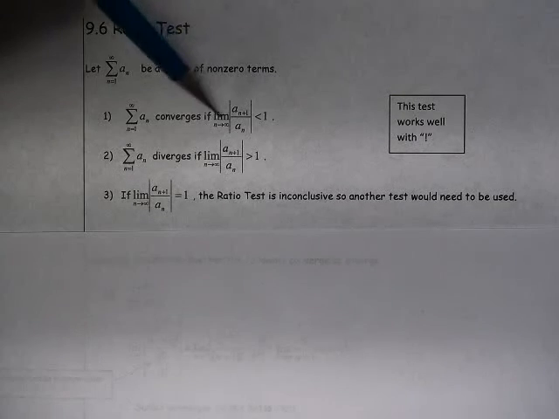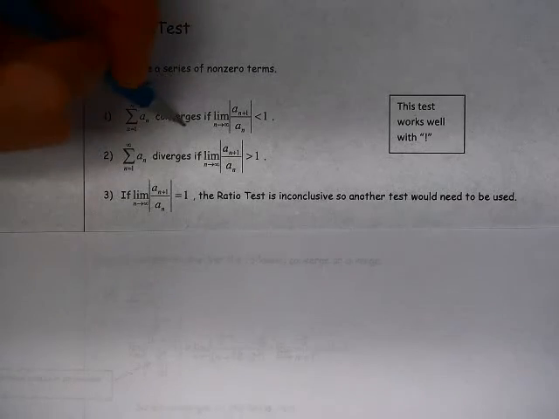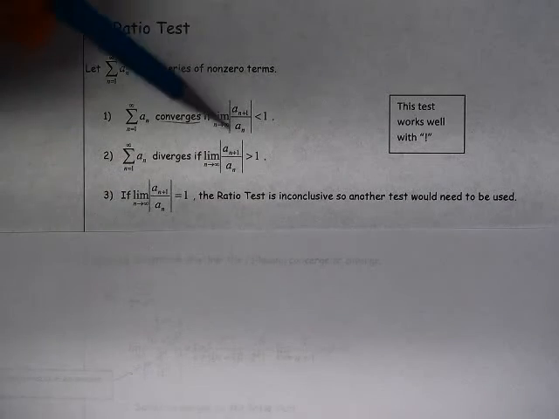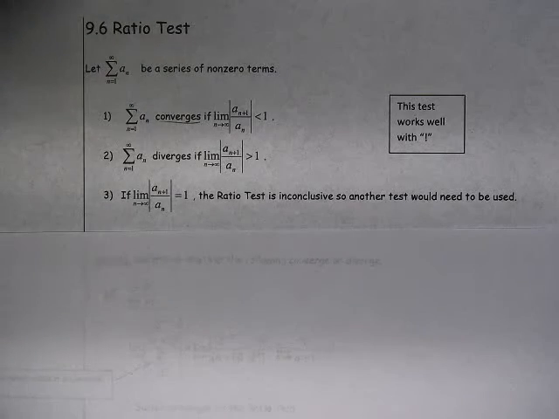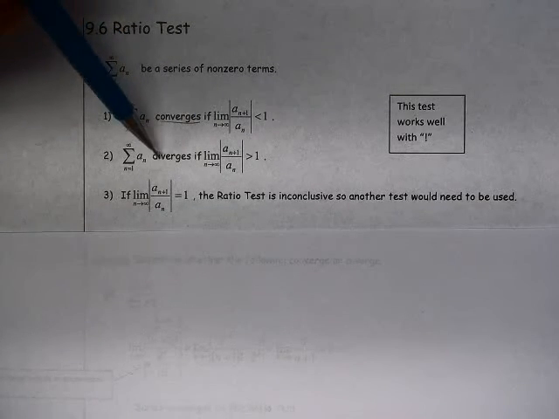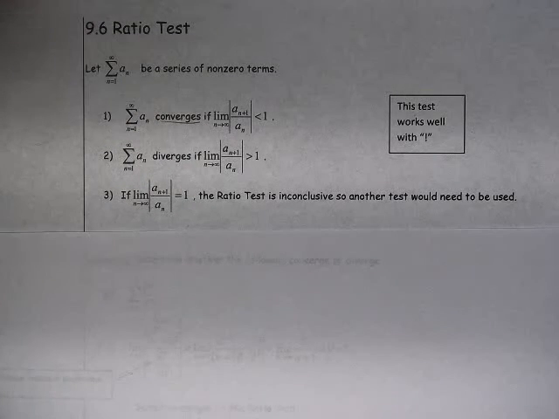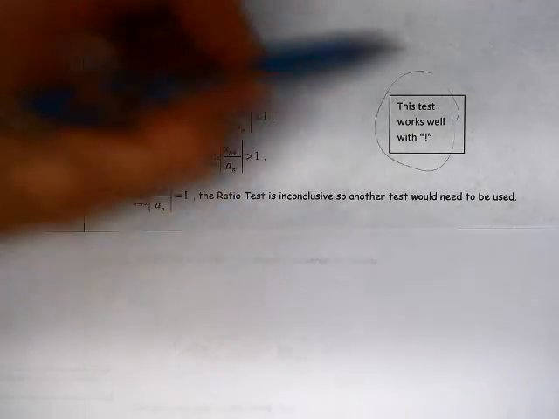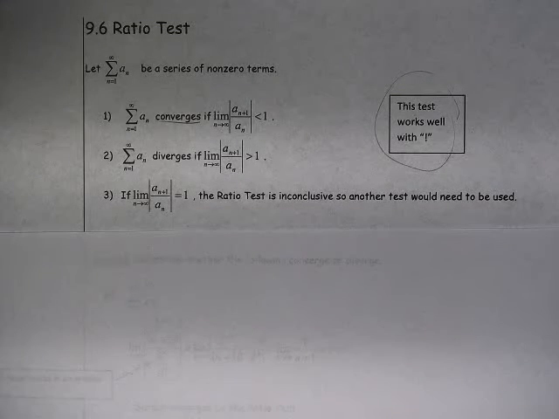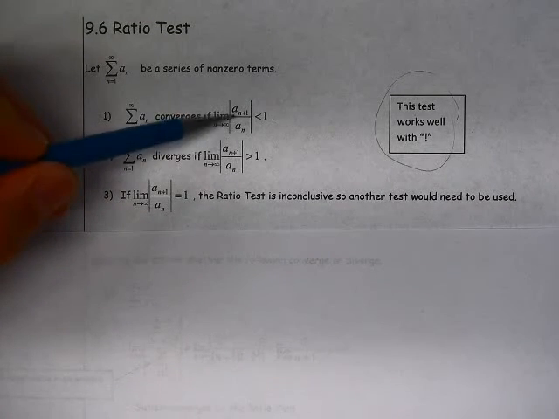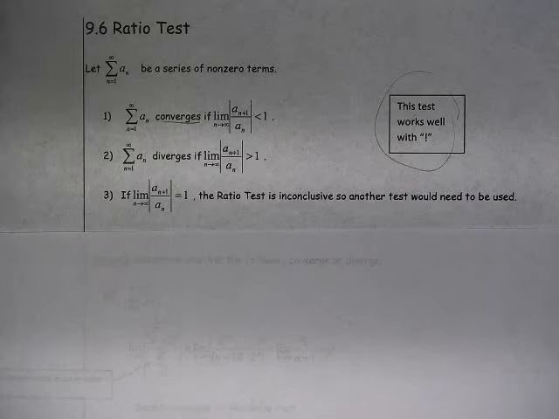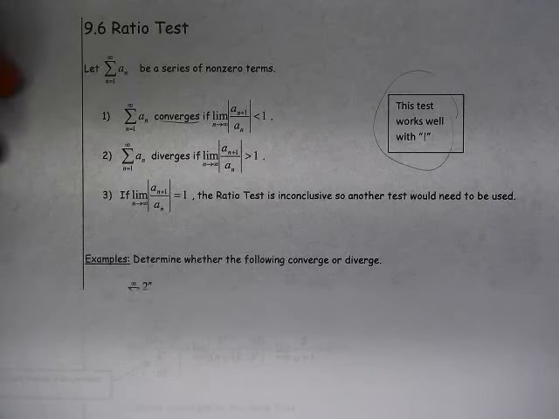If the limit of that ratio is less than 1, then our series is going to converge. If the limit of that ratio as n approaches infinity is greater than 1, then that series is going to diverge. If we get a limit that's equal to 1, then the ratio test is inconclusive. We need to find some other test. This test works very well with problems that involve factorials, because this ratio will frequently allow us to cancel out a lot of those factorial terms and give us something that we can actually find the limit of.